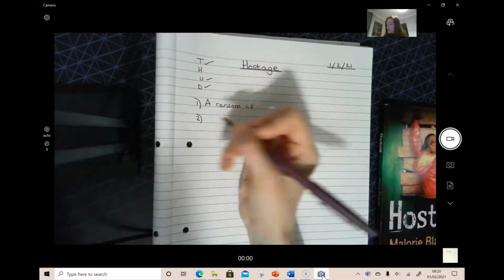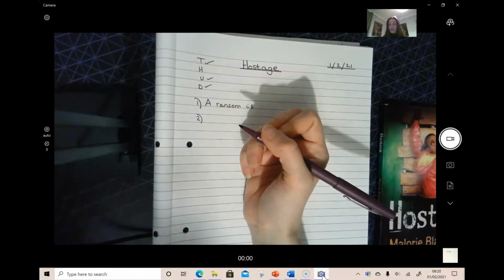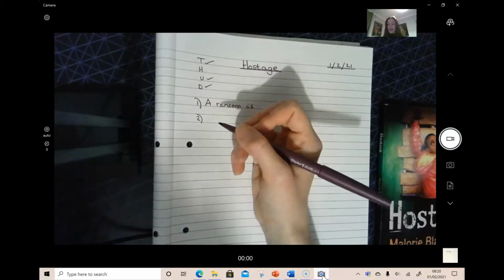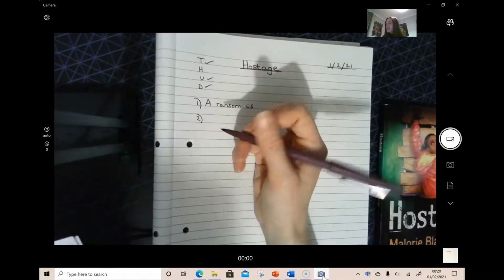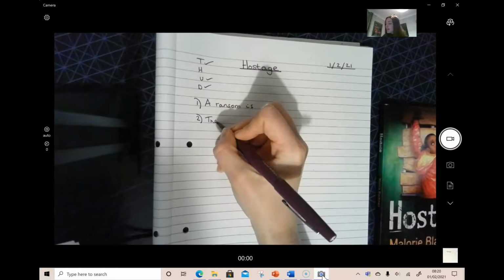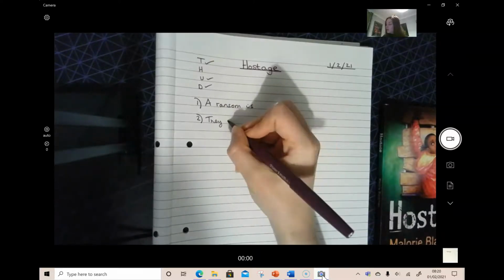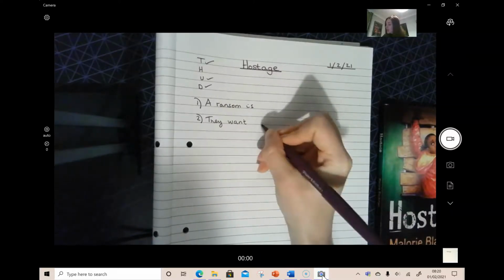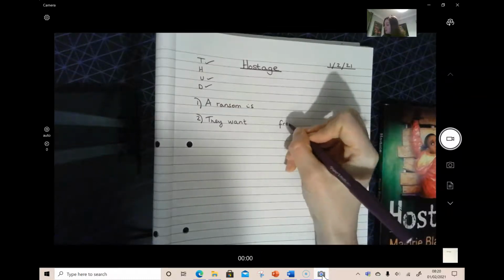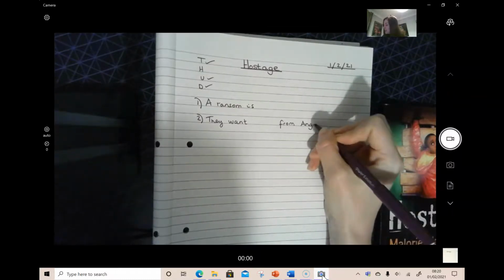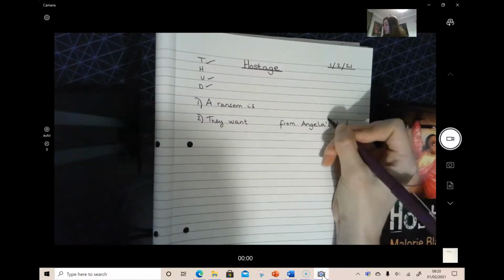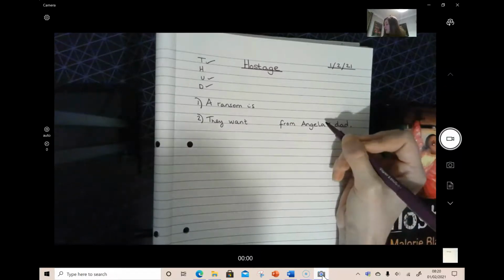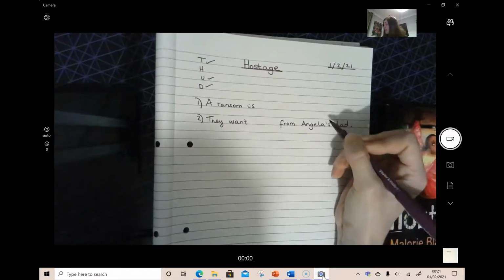Number 2, what do they want from Angela's dad? Okay, so they, who does that refer to here? So this is referring to the kidnappers, isn't it? They want something from Angela's dad. Okay, don't forget to put a little apostrophe here, look, to show possession actually. It is the dad of Angela, Angela's dad.